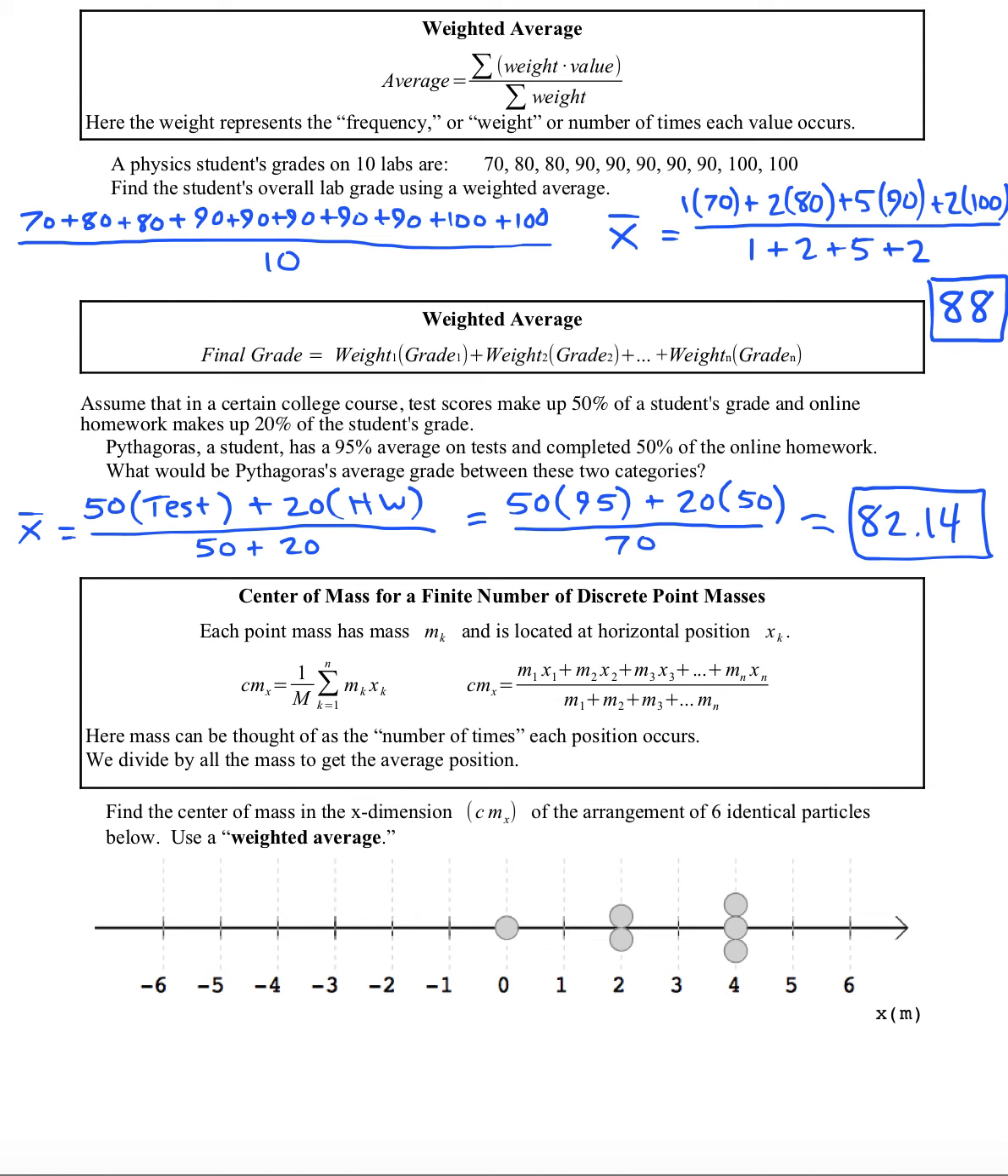Now let's try a physical application of this. Find the center of mass in the x dimension of this arrangement of 6 identical particles and use a weighted average. So it should be clear there isn't perfect horizontal symmetry here. For example, the center of mass would likely not be located right in the center of the two. Because we have heavier weight over here to the right, that's going to pull our center of mass to the right.